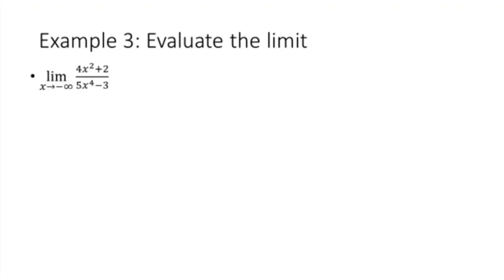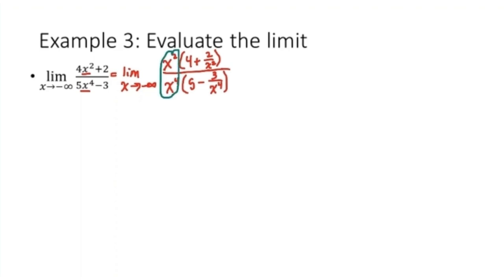Again, following the same strategy as before, we will factor the highest power out of the numerator, which here would be x squared. So our numerator will become x squared times (4 plus 2 over x squared). In the denominator, the highest power is x to the 4th. So our denominator becomes x to the 4th times (5 minus 3 over x to the 4th).